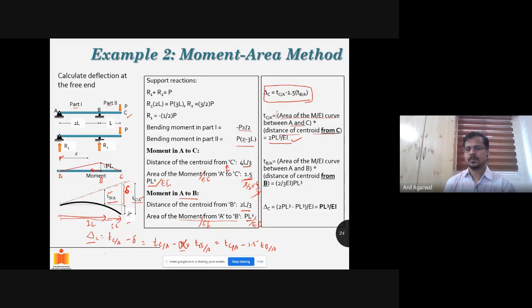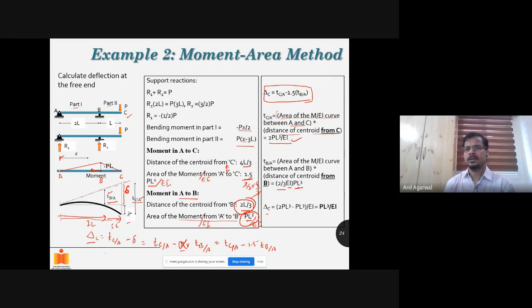This all is easy. You don't have to worry about EI as long as EI is uniform. But if EI is non-uniform through the length, then you have to be careful about using the correct value of EI for the respective parts. Similarly, TBA I can calculate. TBA is nothing but multiplication of this with this. That is again 2 PL cube by 3 divided by EI, 2/3 PL cube divided by EI.